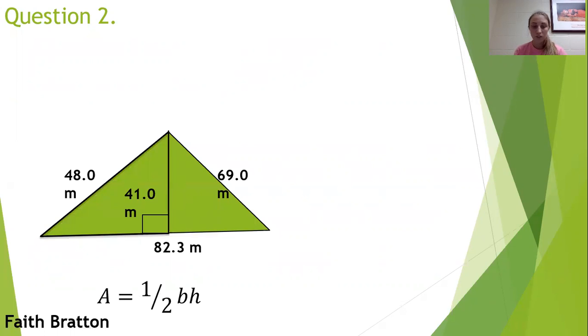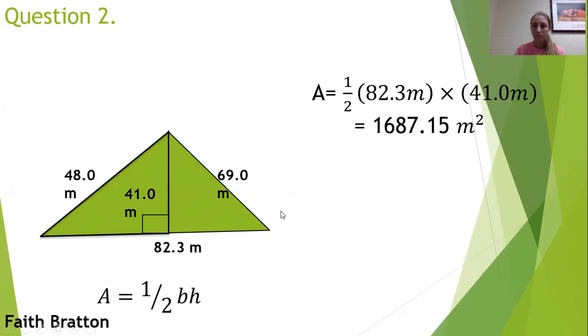Okay, so we will substitute the values we were just told, the base and the height, and plug them into this formula. So we'll put 1/2 times 82.3 meters times 41.0 meters, and we equal this. So this is our area.